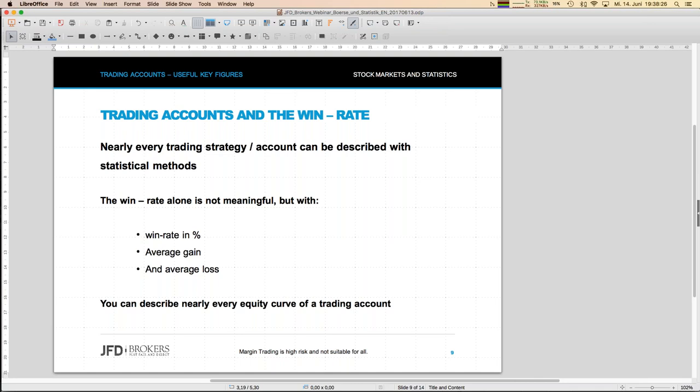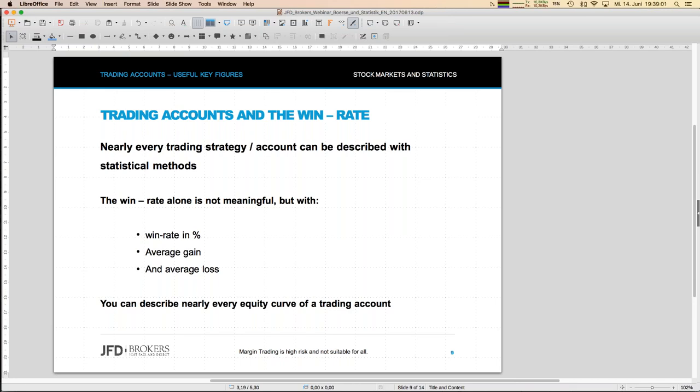If you find something in the web or Facebook or wherever, hey, I have a trading strategy with a win rate of 90%. Isn't that superb? The answer is, I don't know. Maybe there's another guy with a win rate of 25%, and maybe that is a real cool strategy. We don't know. Without the two additional numbers, which we need here. And that is the average gain, the average profit, and the average loss.